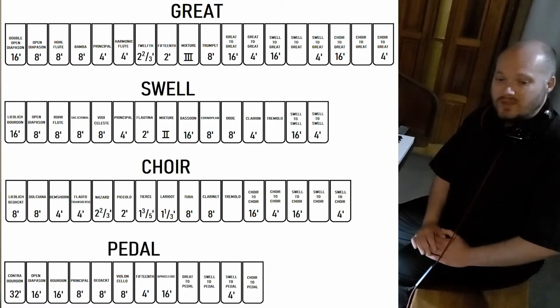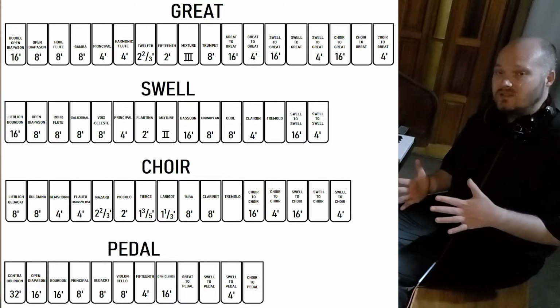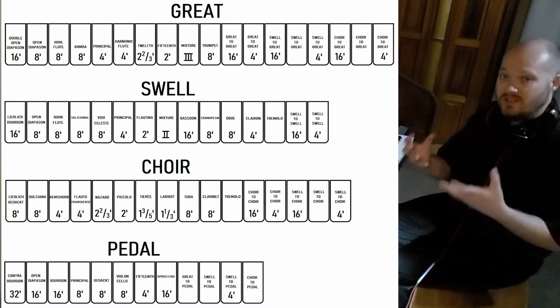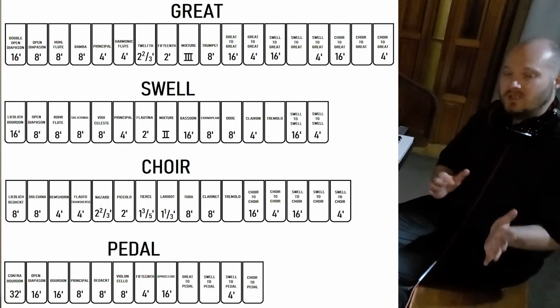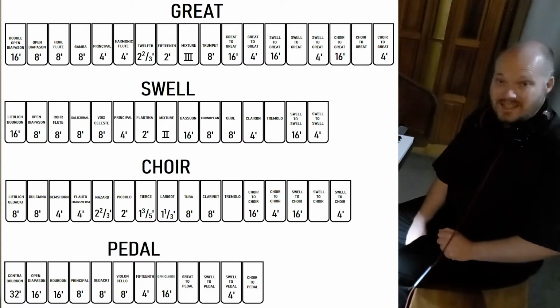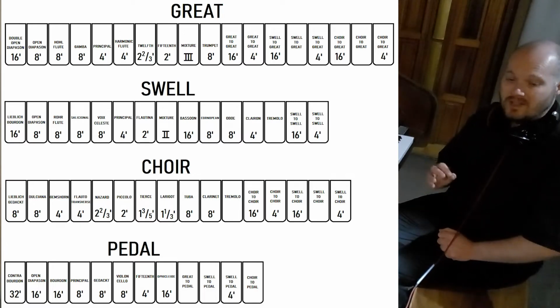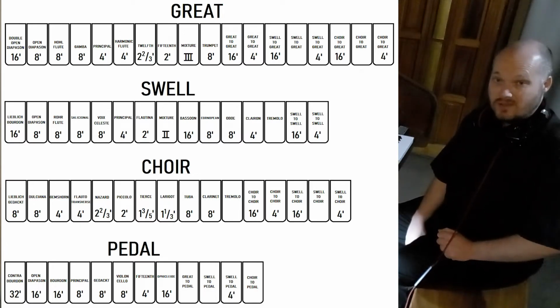After the flues, we have the mixtures. Again, if there's more than one mixture, the lowest one first, then the highest. And then we have the reeds from the lowest to the highest. If we have the same pitch for certain reeds, we'll start with the loudest, going to the softest.